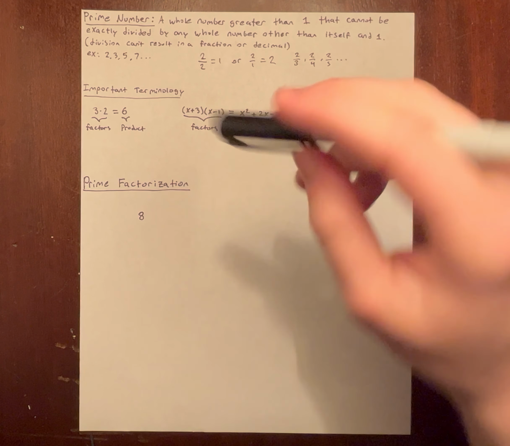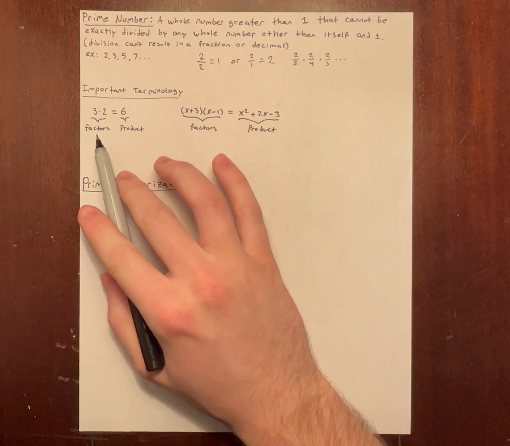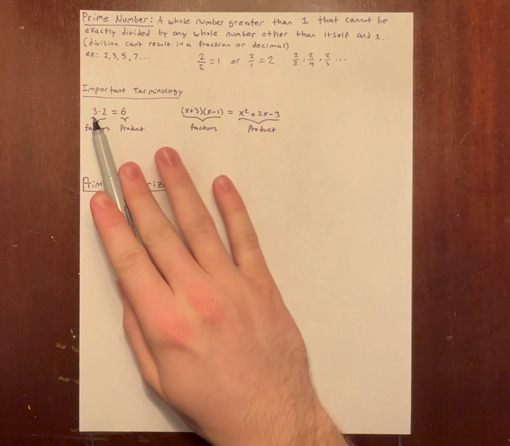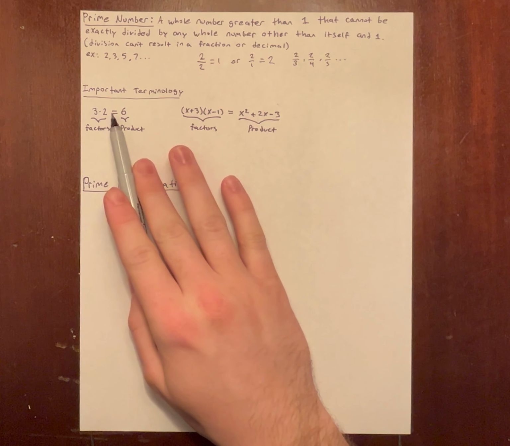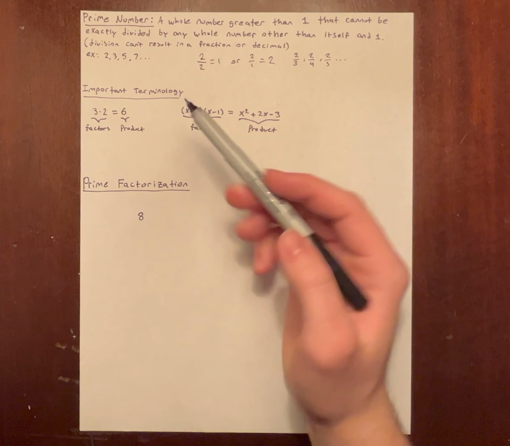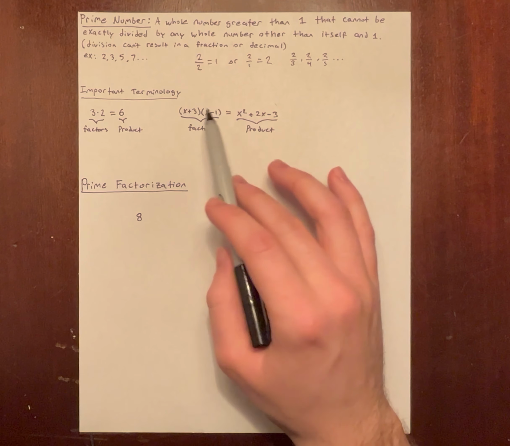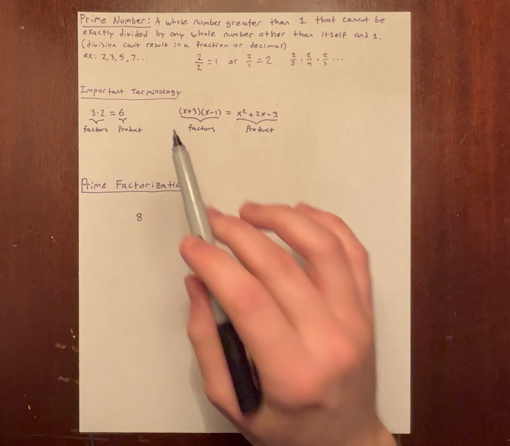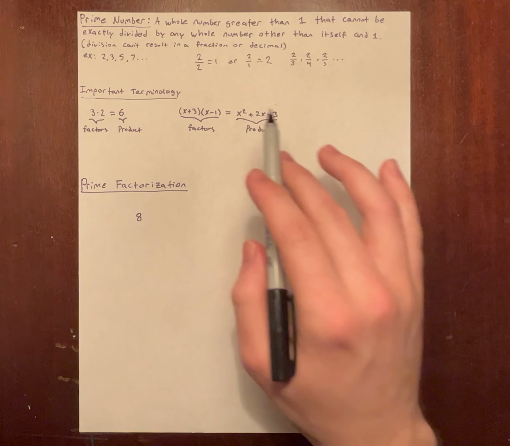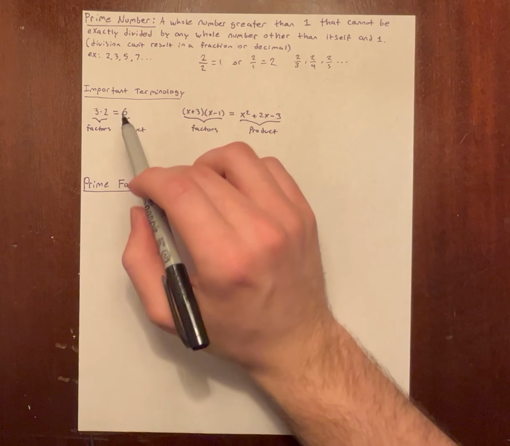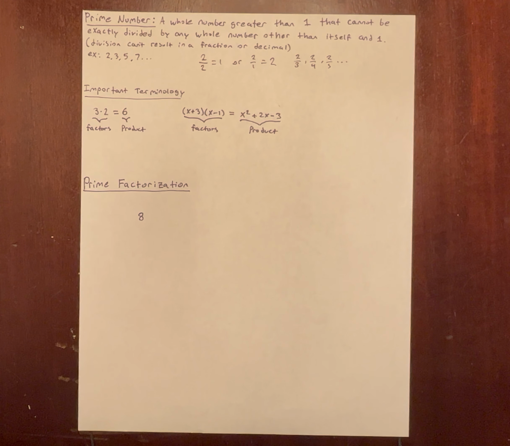Now, some important terminology. We want to know what factors and products are. Product is a math word they use when you multiply two things together. So if you multiply 3 and 2, the product of 3 and 2 is 6. And if you had these two binomial terms, multiplying them together would give you the product. So the product of x plus 3 times x minus 1 is this. And 3 times 2, well, that would mean that 6 is the product of that. Or what is the product of 3 times 2?